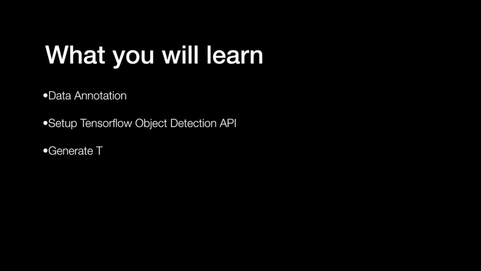You will learn data annotation, that is how to label the training data. Set up the TensorFlow Object Detection API, which we will be using to train the object detection model. Generate TF records. TF record is TensorFlow's own storage format, so we have to convert our training data to TF records. Train the model and then run the model on Android.